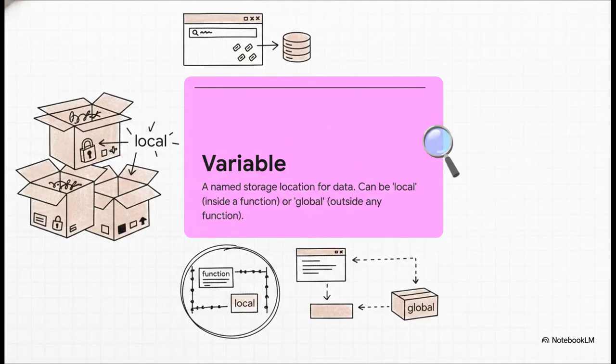So, what is a variable, really? Honestly, the easiest way to picture it is just a labeled box where you can store some information. But here's the crucial part. Where you create that box matters a whole lot. If you make it inside a function, it's local, meaning only that function can see it. If you make it outside of any function, it's global, and your entire script can see and use it.